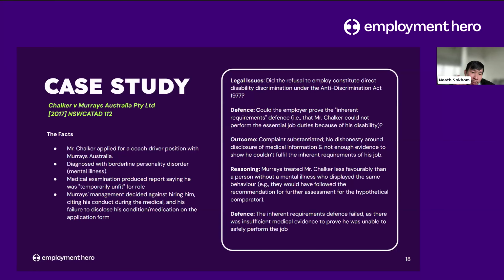And I want you to remember that part, right? Might affect his duties. Mr. Chalker then sued Murray's for breaches of the New South Wales anti-discrimination legislation, which went to the New South Wales Civil and Administrative Tribunal, also known as NCAT, and NCAT made two key findings.